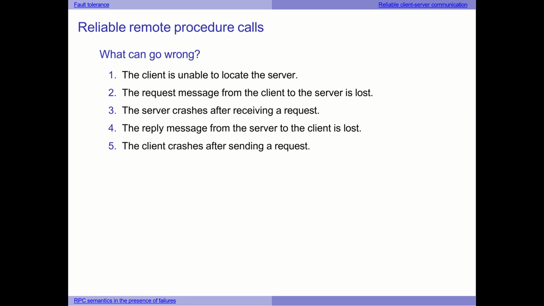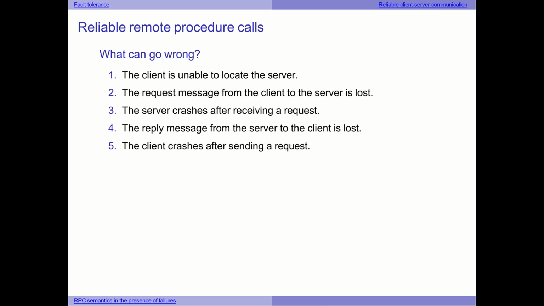So by using that general model, what can go wrong? There are several things that can go wrong. The first is that the client is unable to locate the server. The request message from the client to the server may be lost, or the server crashes after receiving a request, or the reply message from the server to the client is lost, and also the client may crash after sending a request. These are situations where using the general model might have problems.